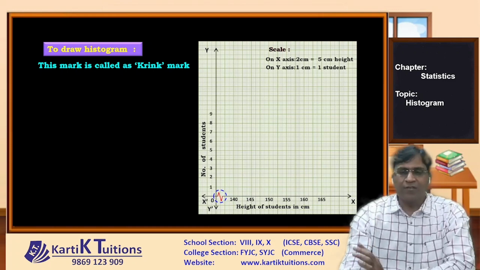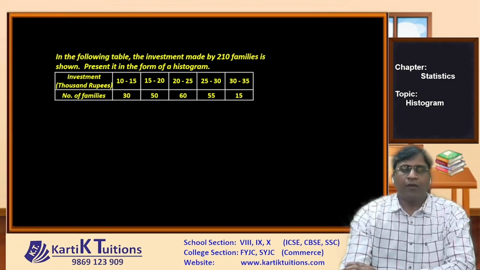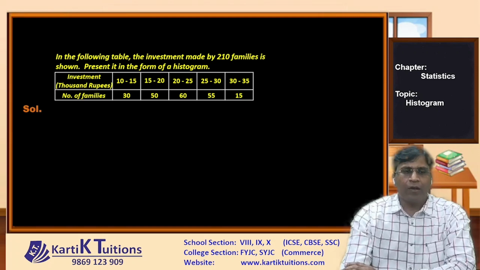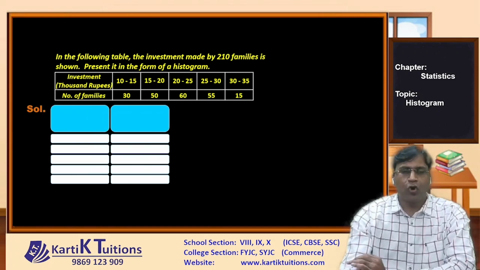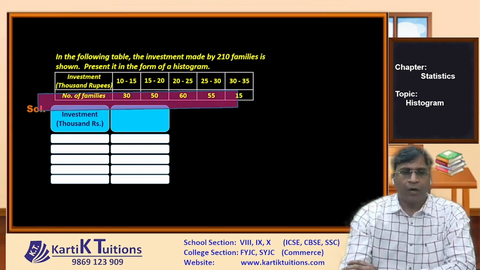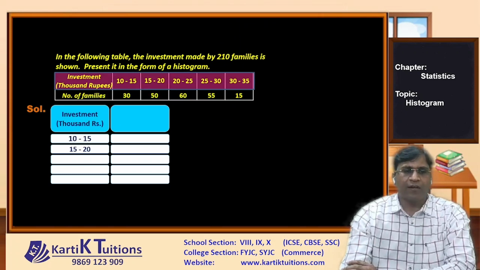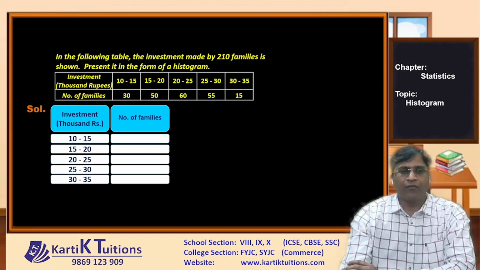Let's all look at one sum. In the following table, the investment made by 210 families is shown. Present it in the form of a histogram. Now see here, first check, are the classes continuous? Yes. So on double line page, you have to prepare the table that is given in the sum. Ditto copy करना है, कुछ करना नहीं है, जो data दिया है वही आपको copy करना है. So I will do that first. First I'll write the classes, then I'll write the frequency.